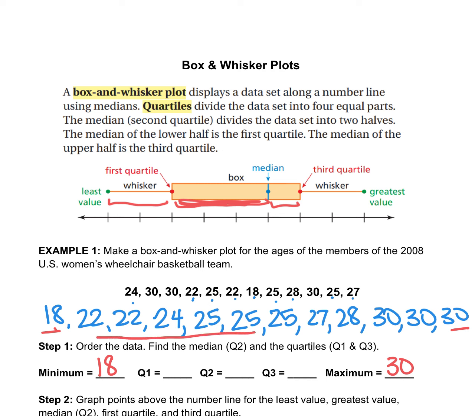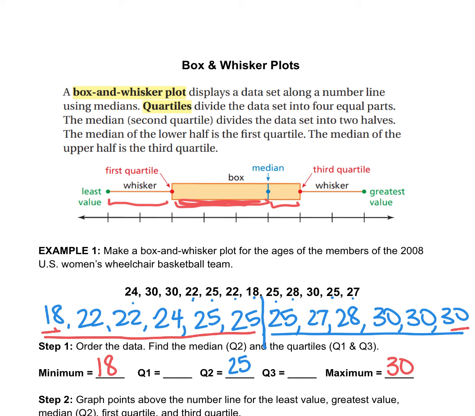This is the lower 6. 1, 2, 3, 4, 5, 6. And this is the upper 6. The median is right between them. So for the median here, I would add 25 plus 25 and divide by 2. That gives me a median of 25, which makes sense because there's no number between 25 and 25.